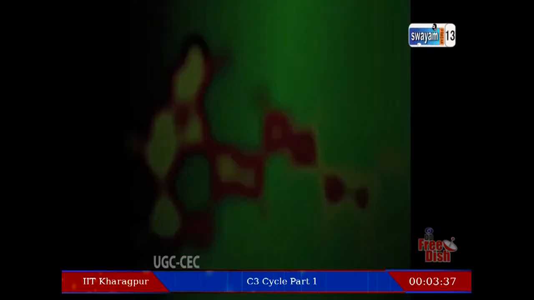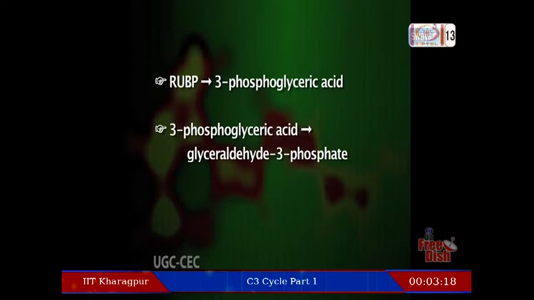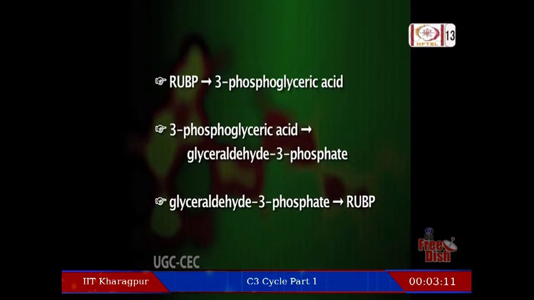The Calvin cycle proceeds in 3 stages. Number 1 is the carboxylation of the carbon dioxide acceptor RuBP, forming 2 molecules of 3-PGA, the first stable intermediate of the Calvin cycle. Number 2 is the reduction of 3-PGA to glyceraldehyde 3-phosphate, a carbohydrate. And number 3 is the regeneration of the carbon dioxide acceptor RuBP from glyceraldehyde 3-phosphate.